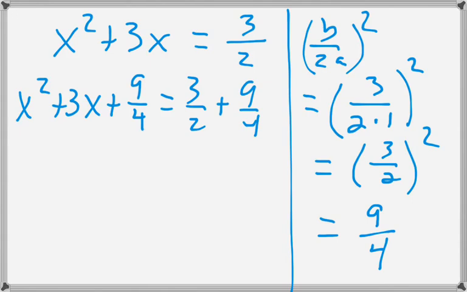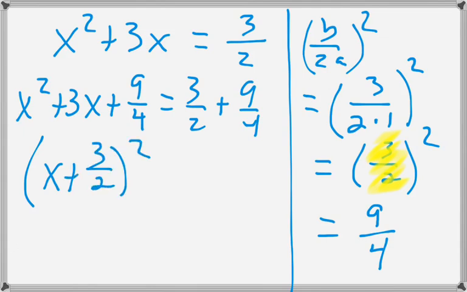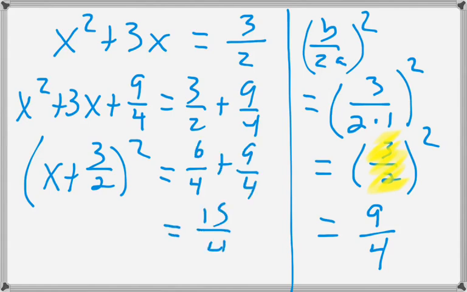So this is one case where it really helps now to know ahead of time how that left side factors. We've seen a pattern. We've seen that it's going to be x plus this number on the left, that quantity squared. So x plus 3/2 squared in this case. You can check that by multiplying it out, and you do get x squared plus 3x plus 9/4. On the right side, we'll need a common denominator to add those together. So we get 15/4.